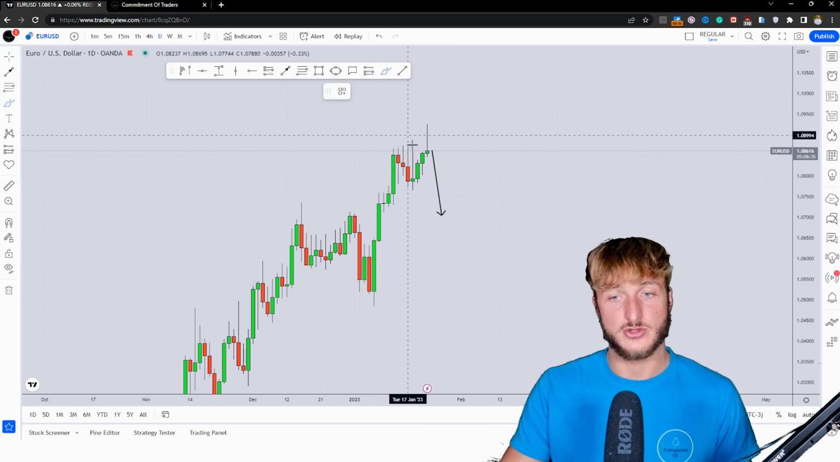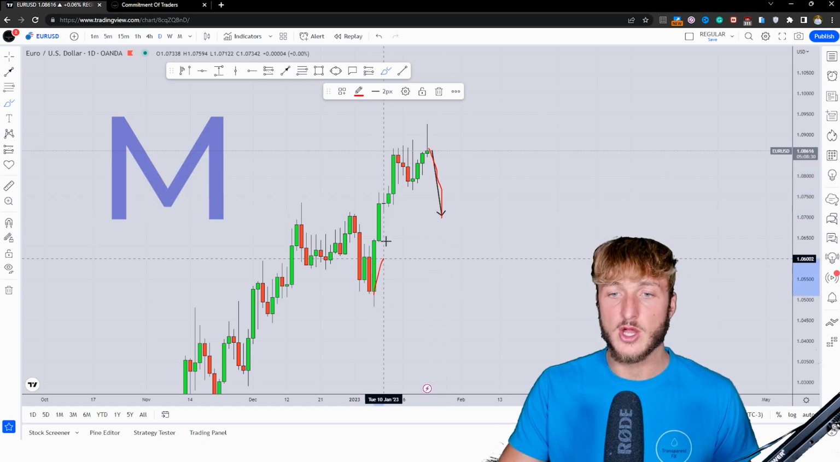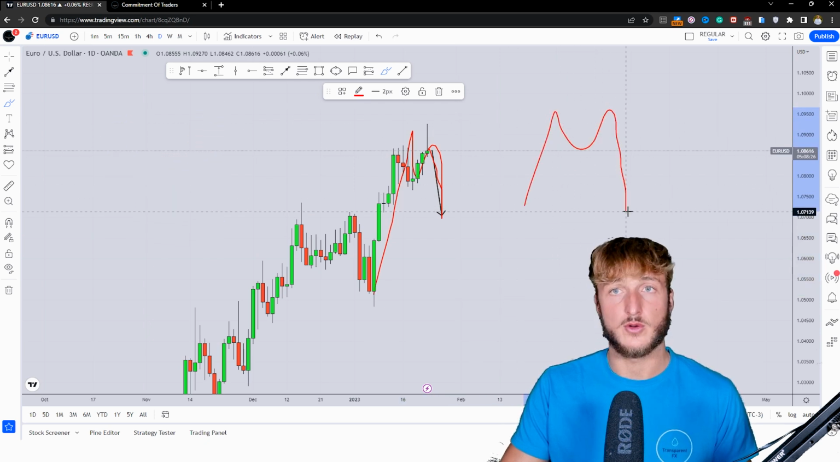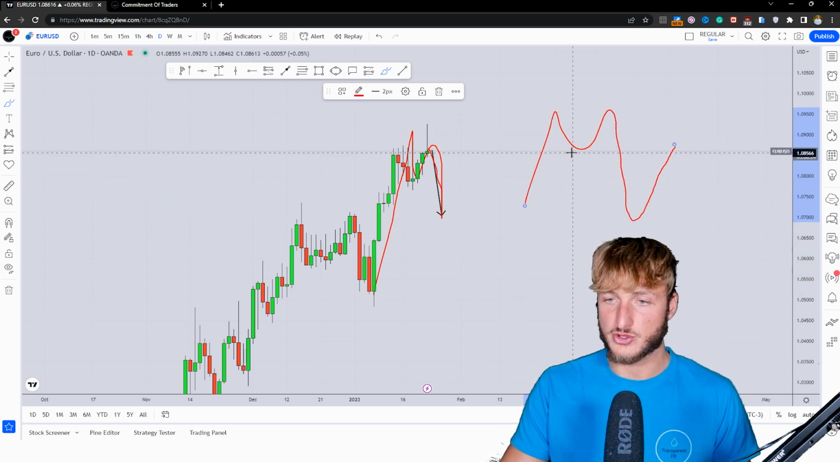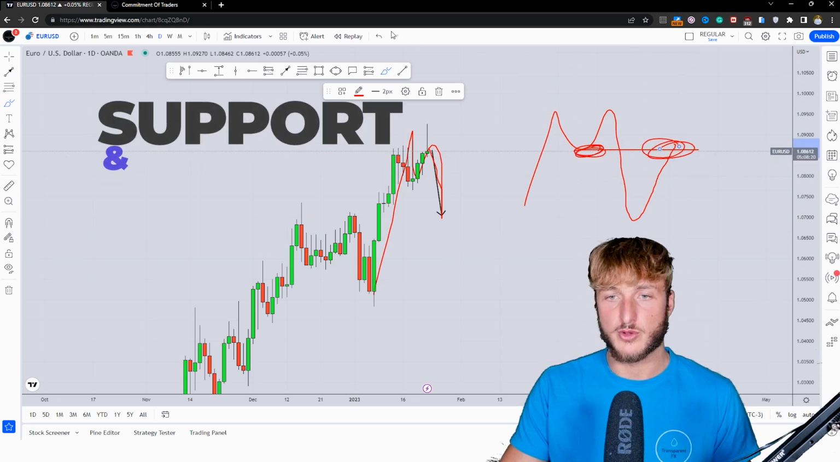And in this case, actually on the daily, if the market actually creates this move to the downside, we would have the creation of an M pattern. And after the creation of an M pattern, what we could expect is a potential rejection to the upside for the completion of the M pattern at the neckline, which is the previous support turned resistance.